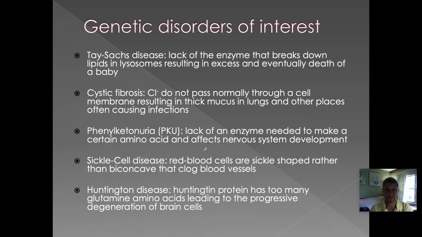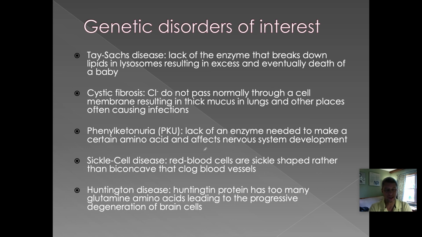Sickle cell disorder is also autosomal recessive. In this case, the red blood cells are sickle-shaped rather than that typical biconcave shape that you usually see. And these cells tend to clog in blood vessels. It results in very painful joints, and it's oftentimes referred to as an anemia because oxygen is not being delivered to the body cells effectively and efficiently.